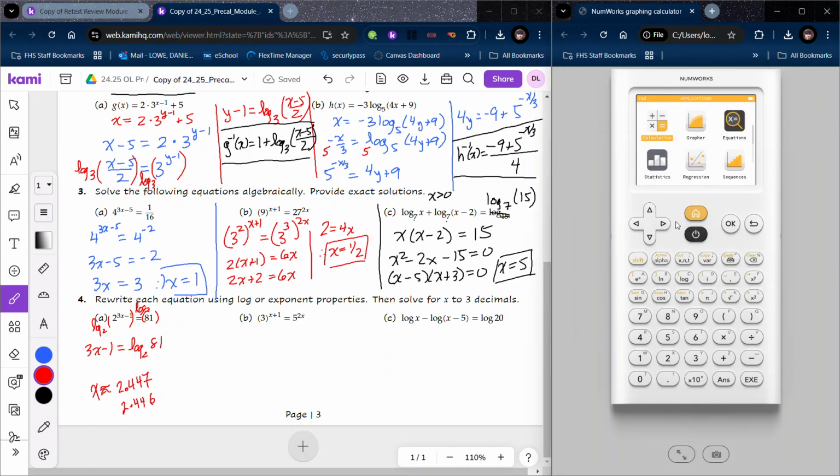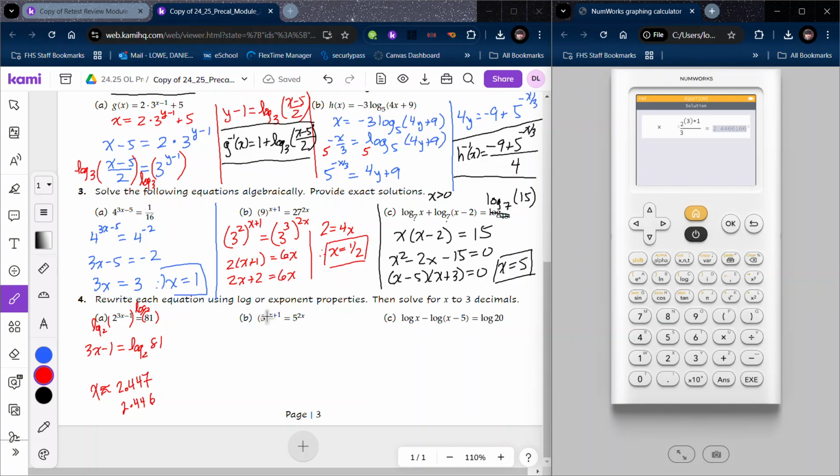I could, of course, with NumWorks, go to my equation solver and type that in. I've got 3x minus 1 going to be equal to my logarithm of 81. But remember, it's logarithm base 2, so I need to make sure that I adjust that logarithm to be logarithm base 2. Solve the equation. We get an exact solution, and we see the decimal solution as well.